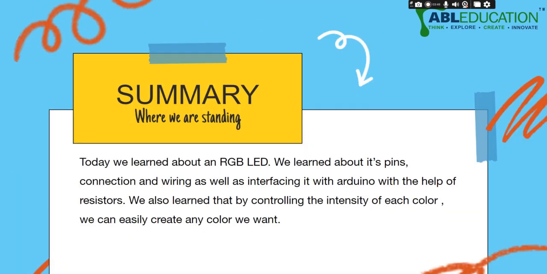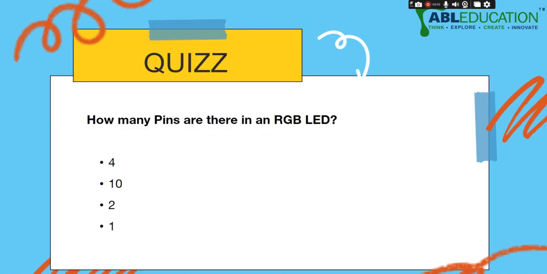So in conclusion, I just have to say that today we learned about the pins, what they do, how they are used, why the resistors are used, and how we can control the color intensity of each color in our own unique way. Finally, I'd just like to ask you a simple question, and that is, how many pins are there in an RGB LED? Below are given the 4 options, and I think by now you would be able to answer them.